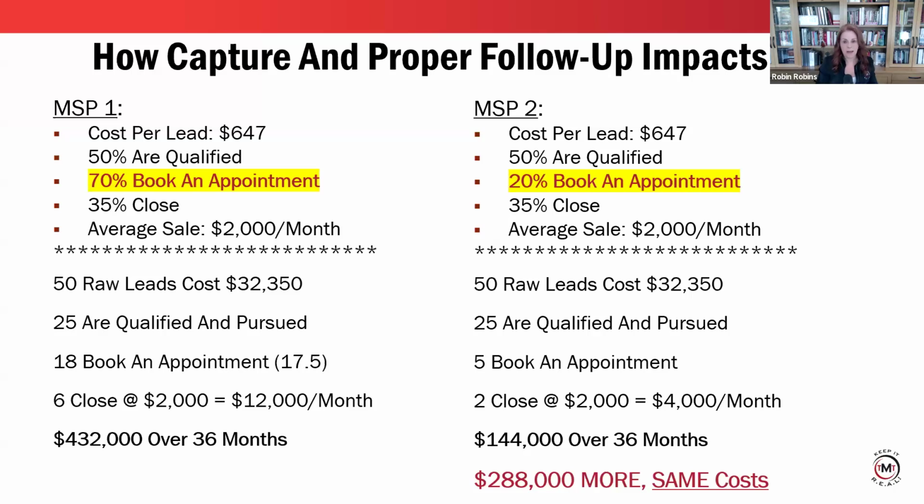Same close rate, same average sale, right? You're looking at this. MSP number 1 is generating $432,000 because they're getting 18 to book an appointment, where the other one's getting 5. So their close rate even being the same, they're generating $288,000 more sales, more revenue, same cost, because the cost per lead does not go up. The number of qualified, everything is the same here. The only difference is what percentage of leads did they actually jump on and get them to book an appointment.